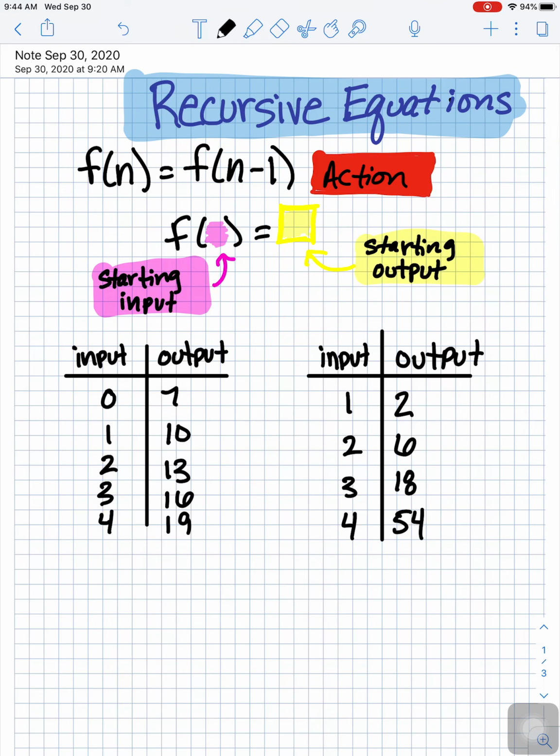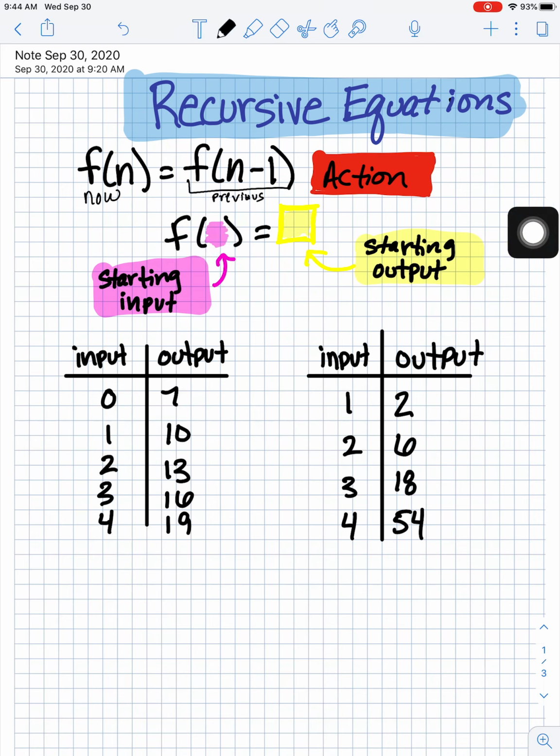Recursive equations always start the same way, with f of n equals f of n minus 1. What it's saying is that f of n means the one I'm looking for now. To find that, you take the previous term, which is the one we just had, and you do some action. The second part of a recursive equation is the starting input and the starting output.